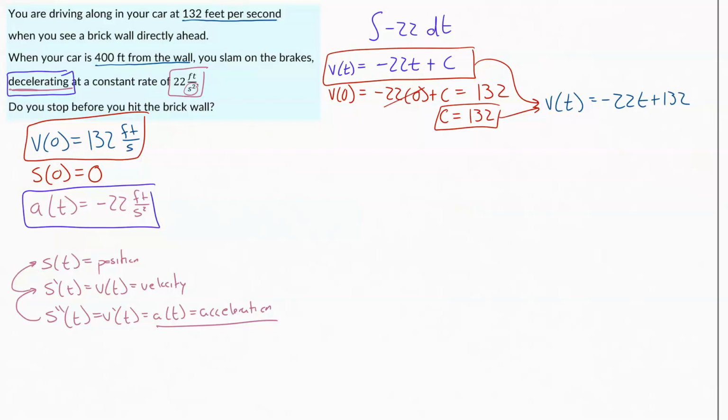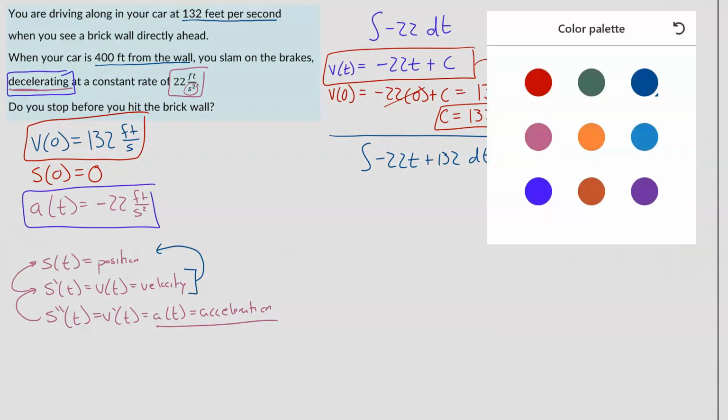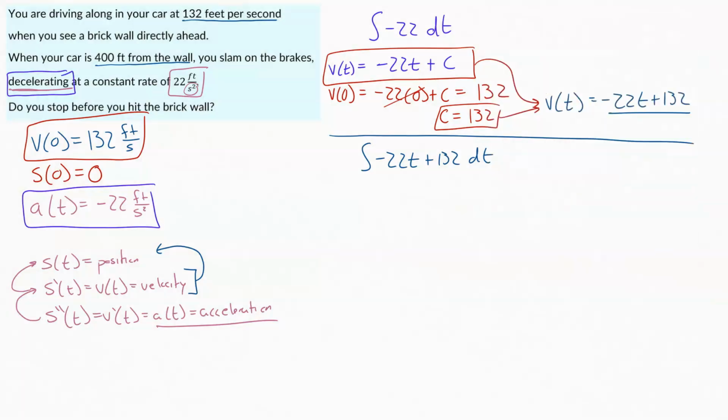Well, in order to see if we go 400 feet, we are going to need a position equation. And so to do that, we are at the velocity level now, and we need to take an antiderivative to go up a level to position. So we are going to take the antiderivative of our velocity equation, negative 22t plus 132 dt. So we'll just be applying our power rule here. So add 1 to the power, divide by the new power.